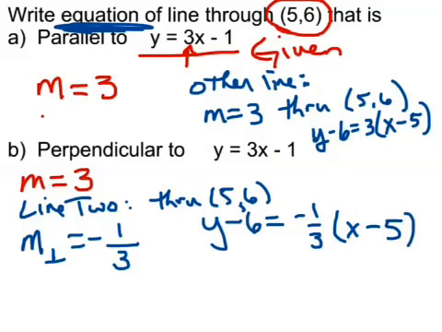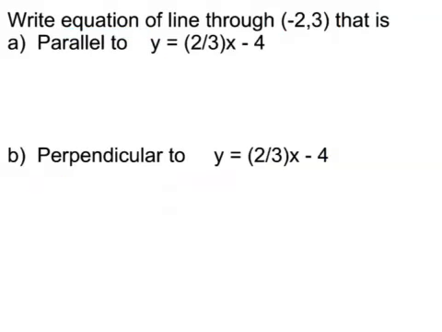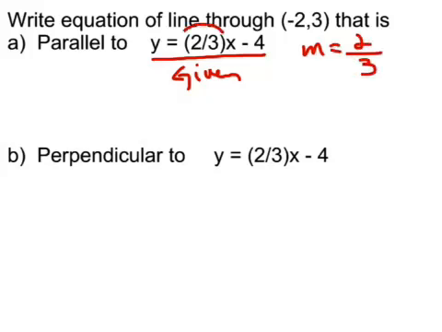All right, let's go through the next example a little bit quicker. All right, so here we have a given line. This is going to be given. Okay, I want you to notice that the given line has a slope of 2/3. You can harvest that out from right here. That's your m.